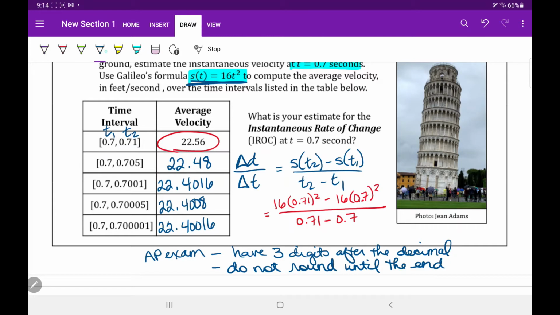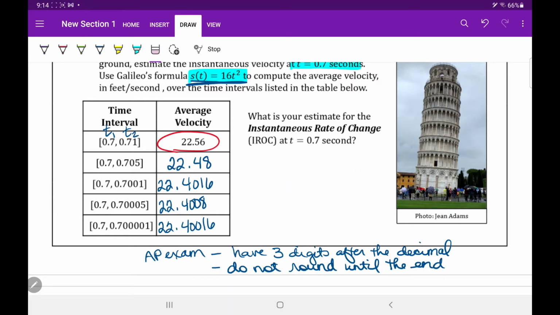So looking here at these answers, if you got a different answer than what I have, it could be because you rounded too early. Now I've got to erase because we wrote in our space here. If you need this information, you can go back in the video. But the question is, what is your estimate for the instantaneous rate of change?